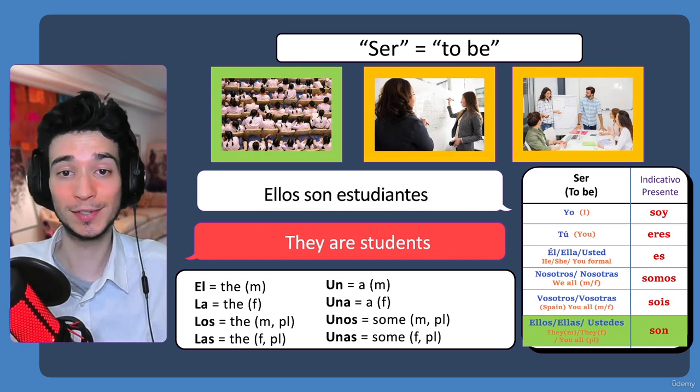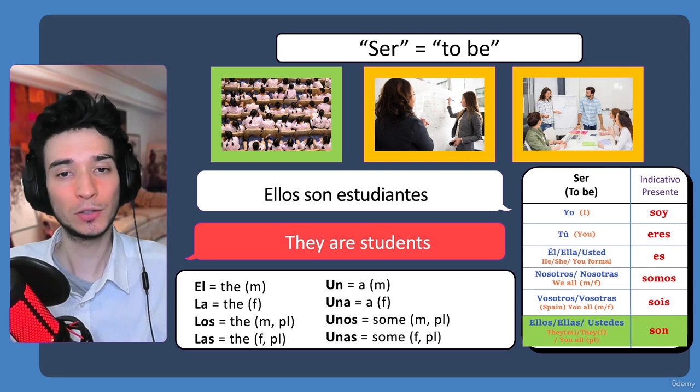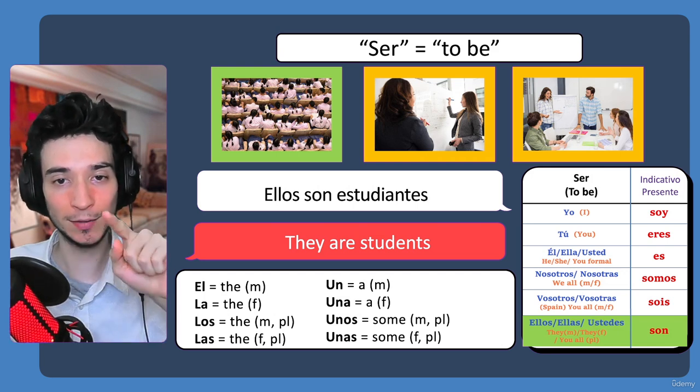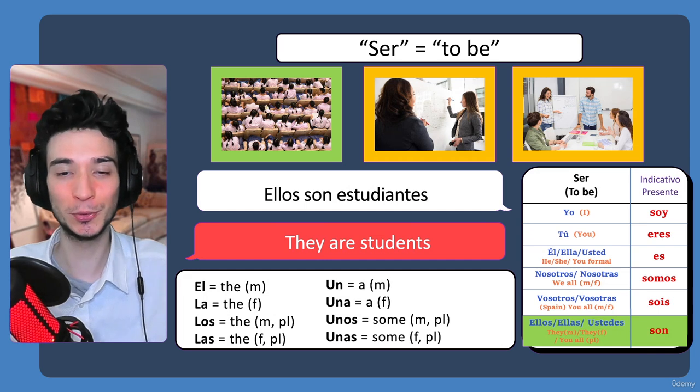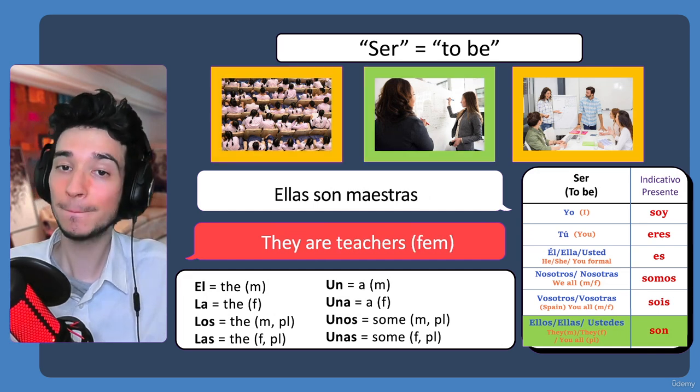Estudiantes means students. Estudiantes. So it's a little similar to English. If you remove the S, you have estudiante, which sounds a lot like student. So yes, a lot of Spanish words are similar to English. The next one.